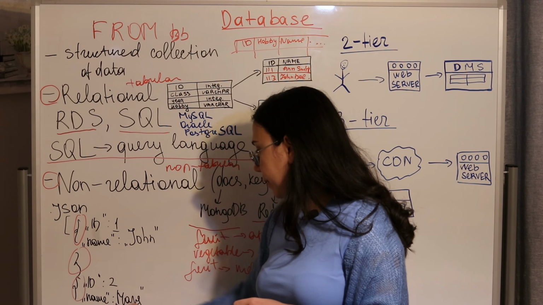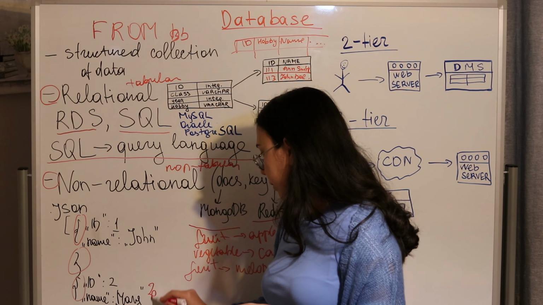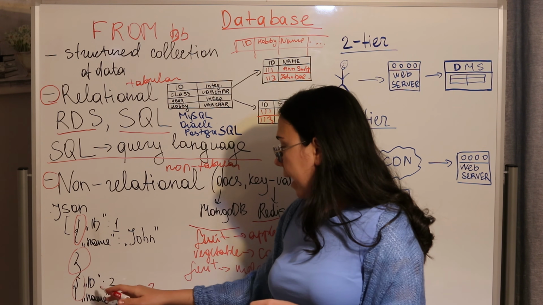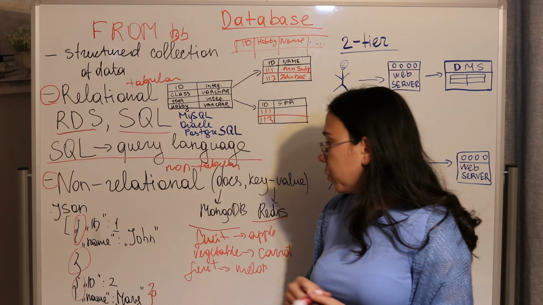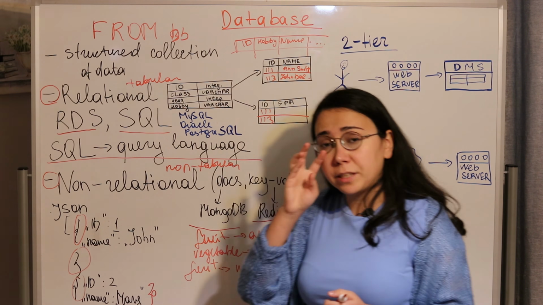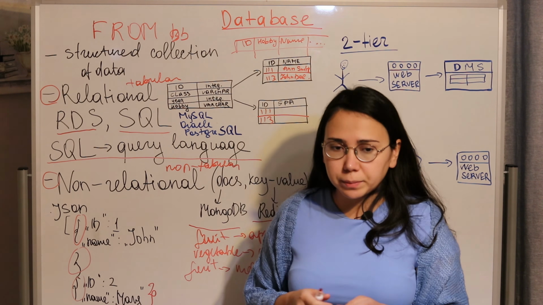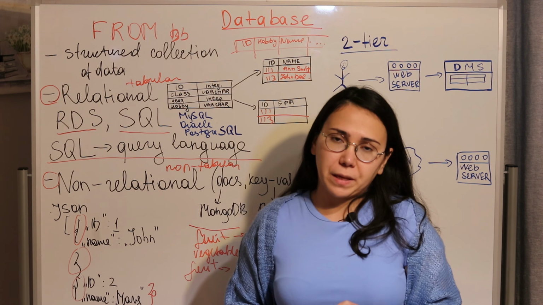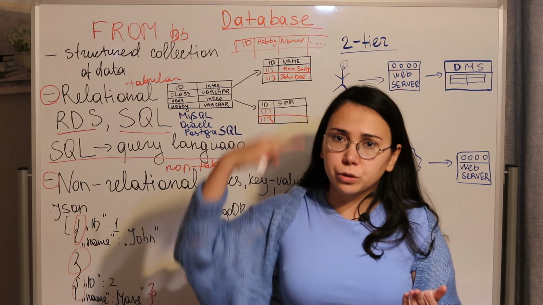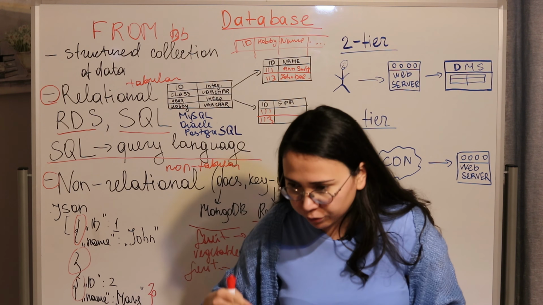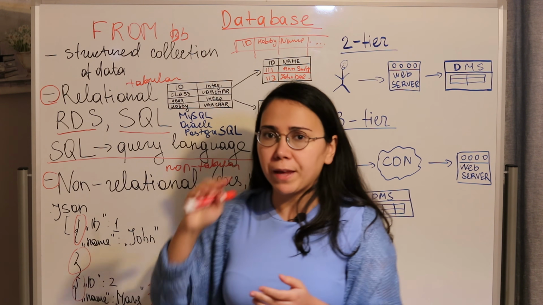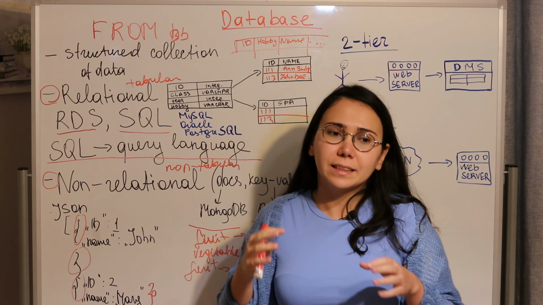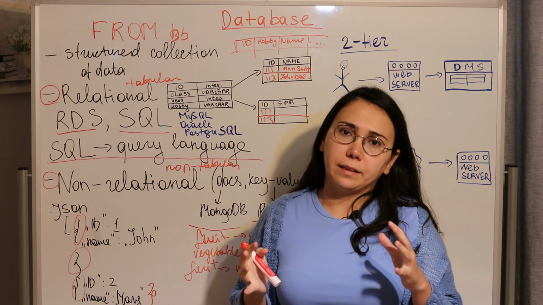Again, ID Mary. By the way, I need to close the bracket. Good catch. ID 2, name Mary. So looking at the brackets and indentation, JSON helps us to understand how the data is structured. And this is again non-relational because we can comb through the data and scroll down. But JSON lets us nest the data.